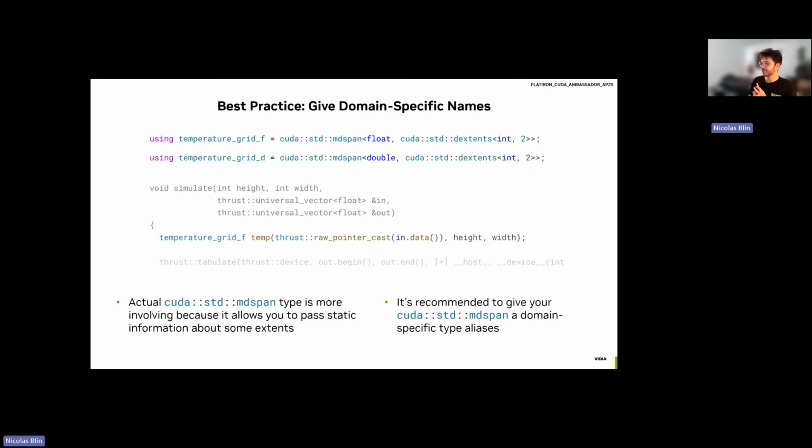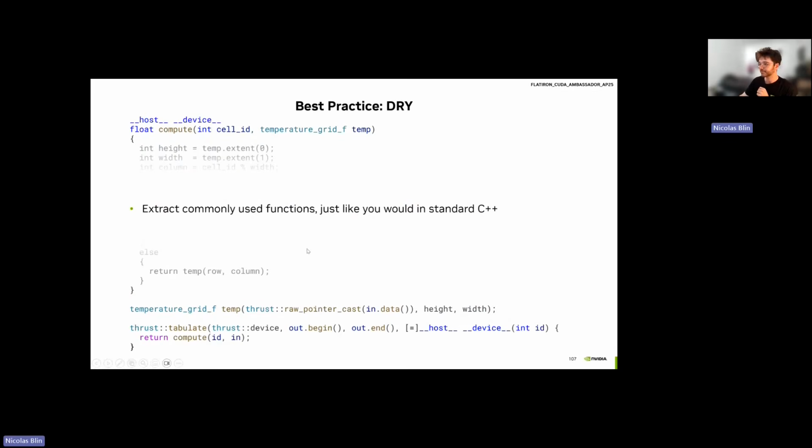So here you can see at the top that if you want to use an MdSpan of floats with 2 dimensions, you would call it this way with the MdSpan and the std extents for a dynamic version. And instead of having all this type written out, you can define temperature grid f to be this MdSpan array. Same if you want a version for the doubles. This way, it will make your code cleaner and simpler to use rather than calling the whole MdSpan semantic, which can be quite verbose.